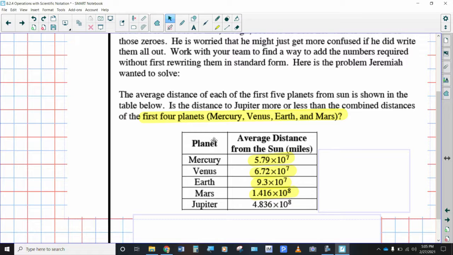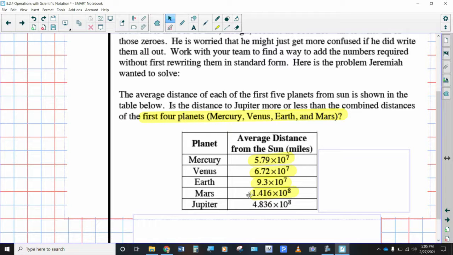The question is: is the distance to Jupiter from the sun more or less than the combined distances of all the other planets? Okay, so you take the distance from Mercury to the sun, the distance from Venus to the sun, from Earth to the sun, and Mars to the sun, and add up all of those distances. Will that be greater than 4.836 times 10 to the 8th?